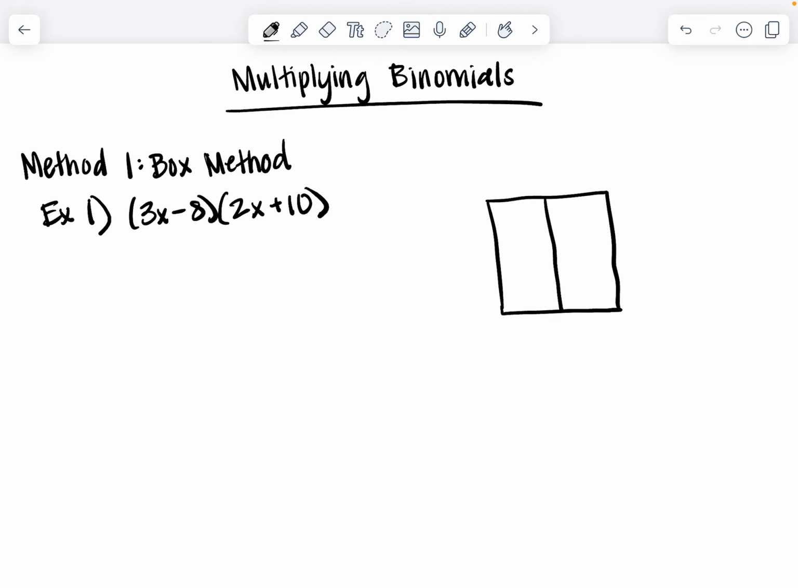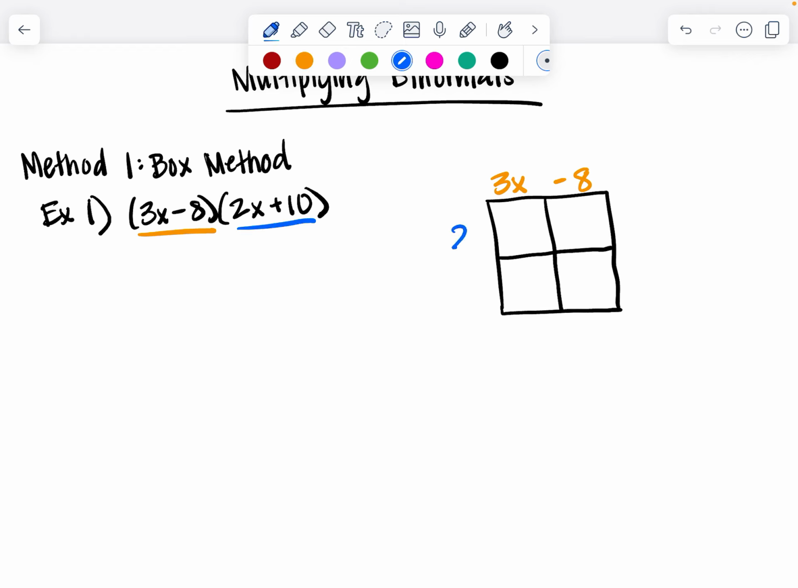And we need a box with 4 squares. The first one, 3x minus 8, I'll write across the top. It doesn't really matter which one you write across the top or across the side, but that's the one I'm going to pick. And then my second one, I'll write down the side. And what I'm going to put inside is what those two terms multiply to.